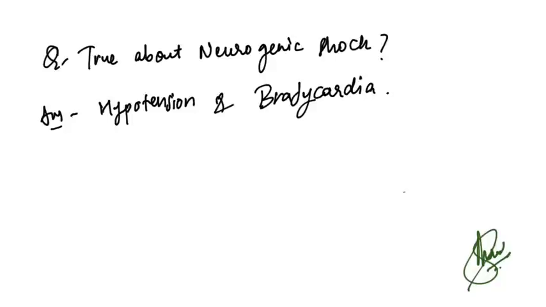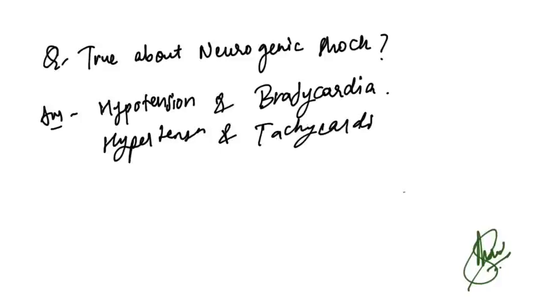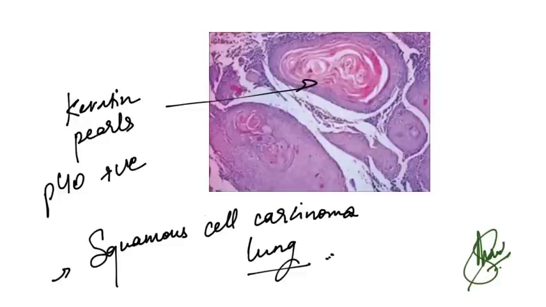What is true about neurogenic shock? The other options were hypertension and tachycardia, and vice versa. So the answer is hypotension and bradycardia, not hypertension and tachycardia. This happens in neurogenic shock.